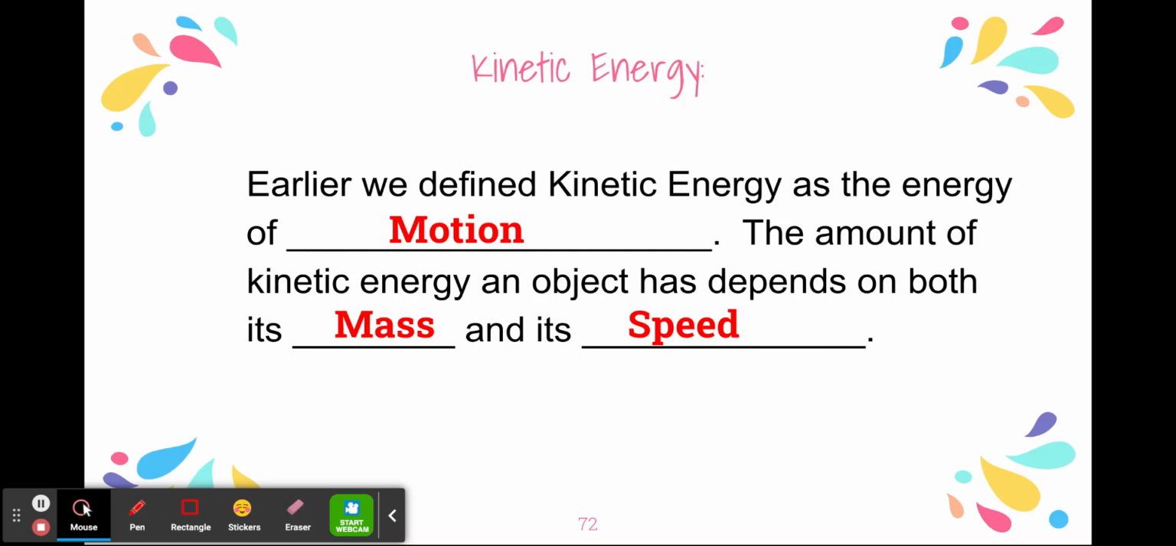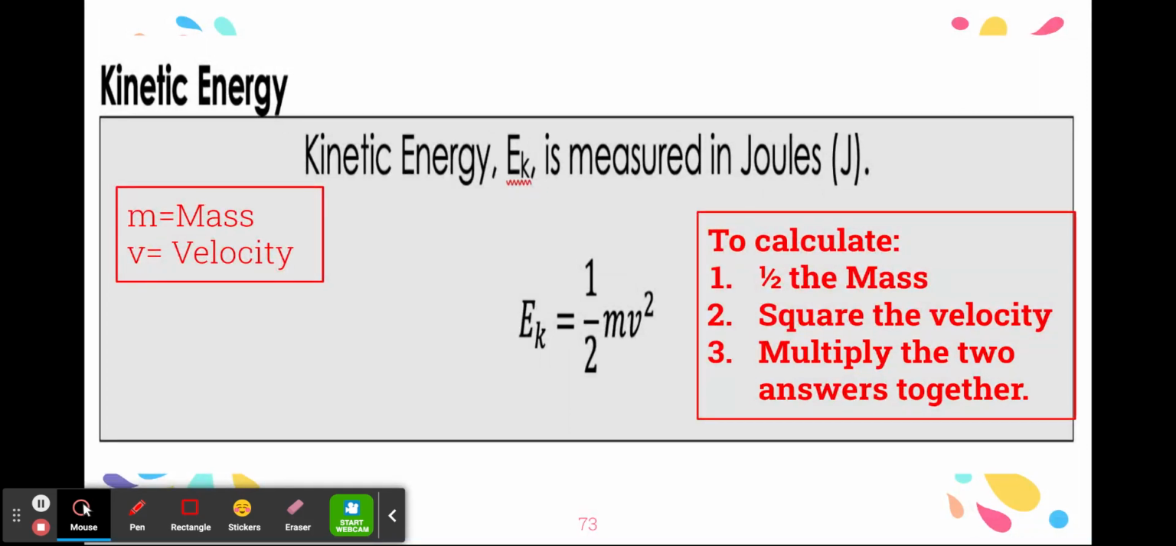Earlier we defined kinetic energy as the energy of motion. The amount of kinetic energy an object has depends on both its mass and its speed. Here's our formula for kinetic energy. Remember, it is measured in joules: 1/2 mass times velocity squared. You take 1/2 of the mass, you square the velocity, and you multiply the two answers together.